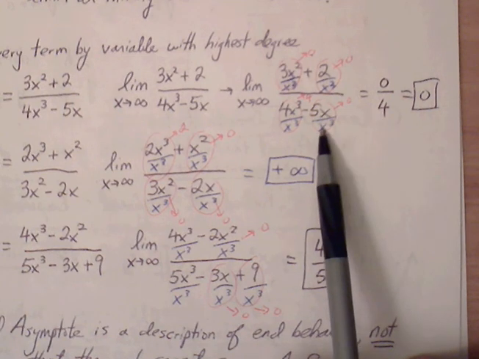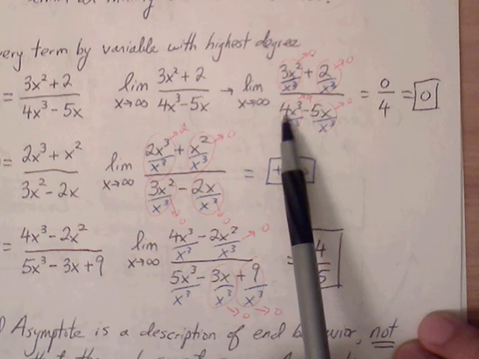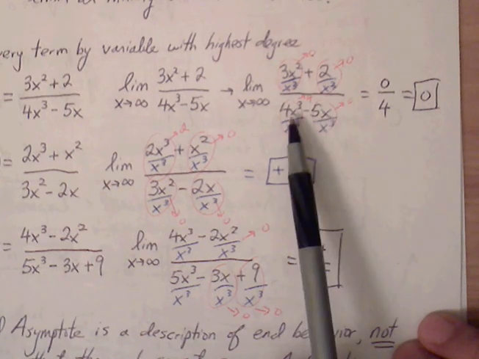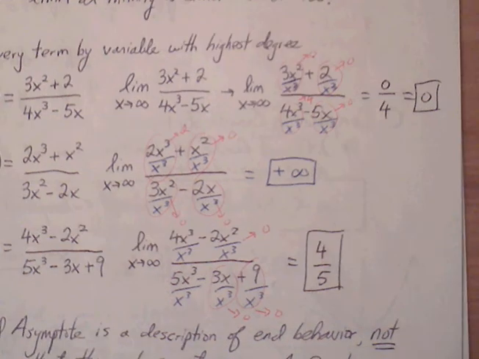Variable over a variable with higher degree, that's also going to go to 0. And here we have x cubed over x cubed. They cancel out, leaving us with 4. So we have 0 plus 0 over 4 minus 0, which is 0 over 4. So then our limit is simply going to be 0.